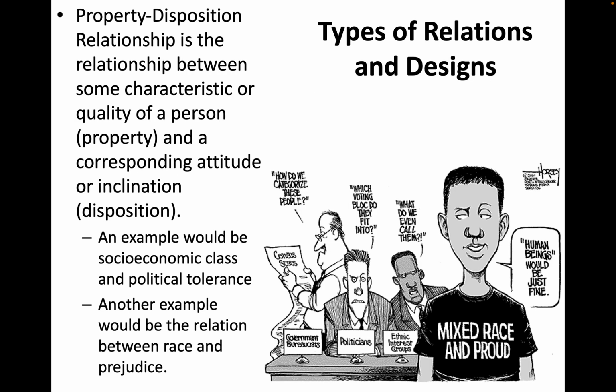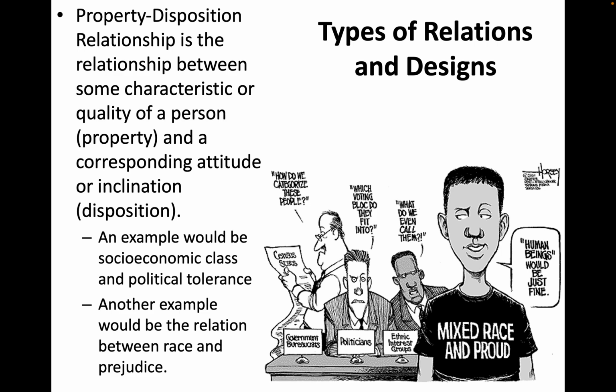A property-disposition relationship is a relationship between some characteristic or quality of a person, their property, and a corresponding attitude or inclination, disposition. An example would be socioeconomic class and political tolerance. Another example would be the relation between race and prejudice.